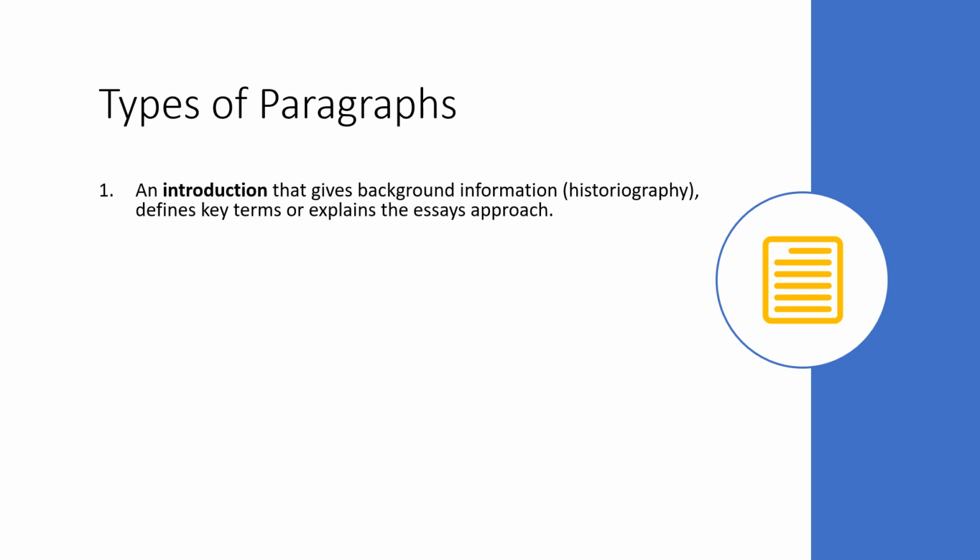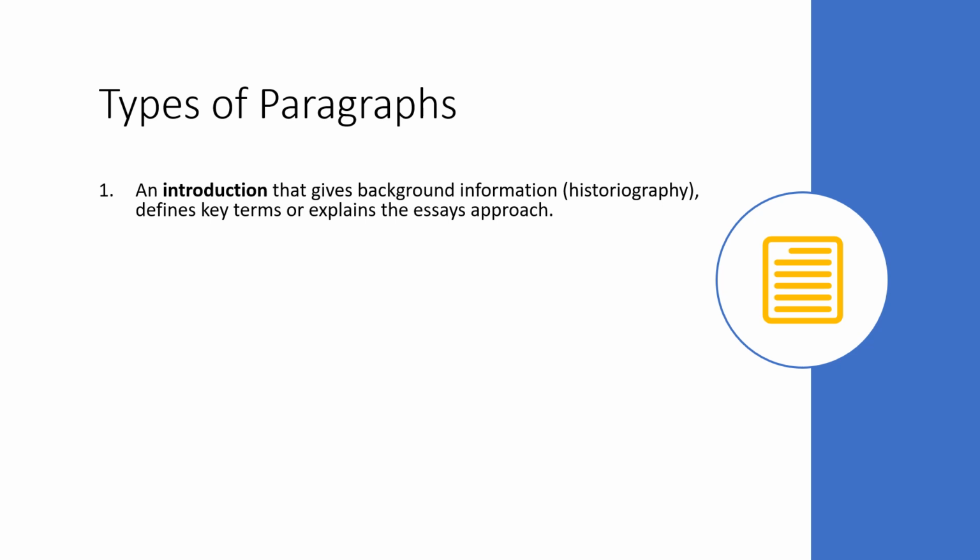So the different types of paragraph are, firstly, you can write an introduction. An introduction should provide background information, or historiography as a historian would call it. So historiography is when you provide background information about a situation or event or a key personality in history. So if we're looking at the Anglo-Irish Treaty, obviously the War of Independence is going to be our historiography there, and it's going to be extremely important in our introduction.